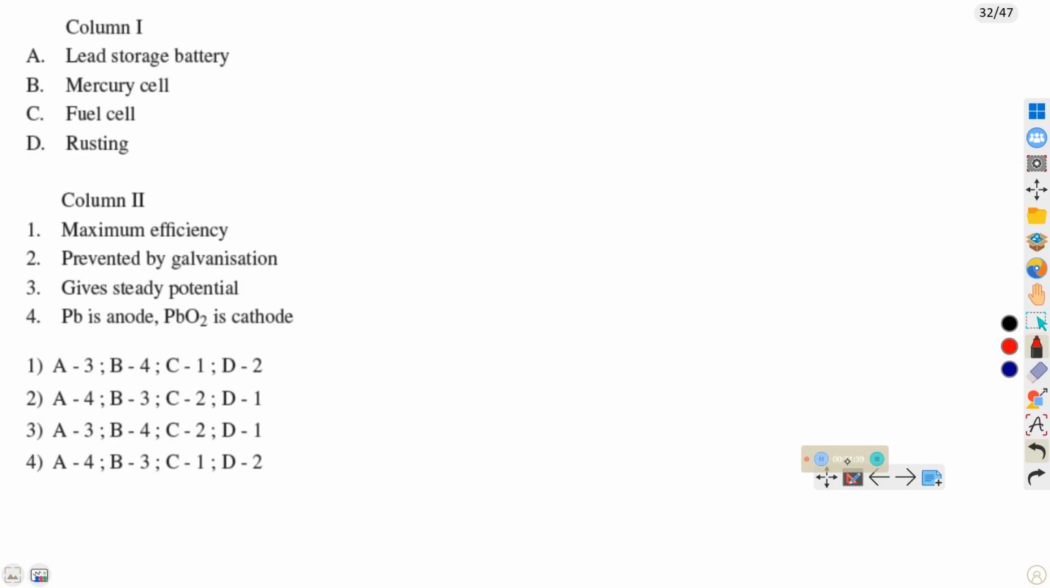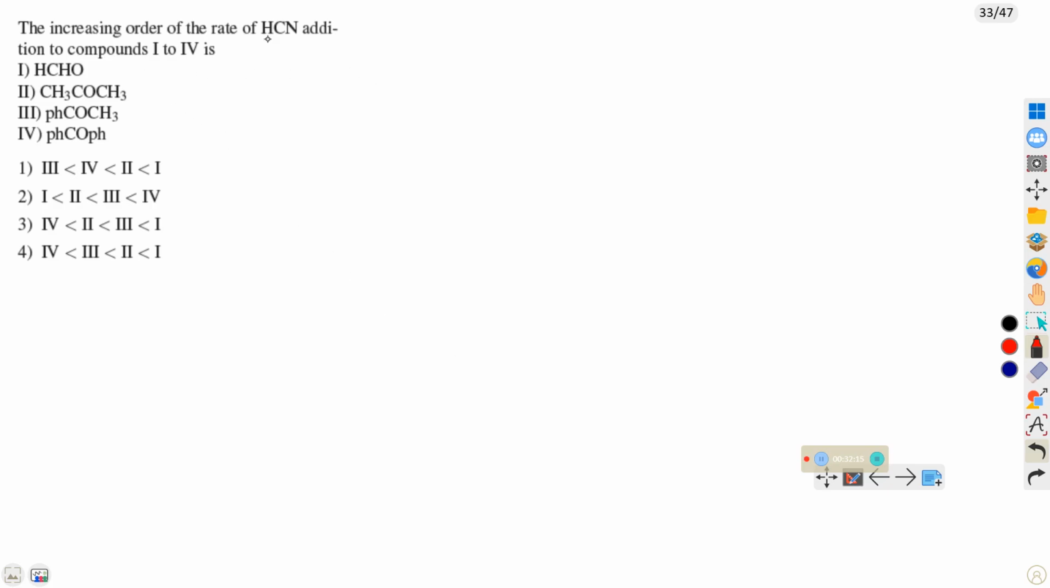Fourth option. Match the following. Lead storage battery: lead is anode, PbO2 is cathode. A4. Still two options are there. Okay, mercury cell. Mercury cell gives steady potential. B3. Fuel cell: fuel cell's maximum efficiency. C1. Fourth option correct.